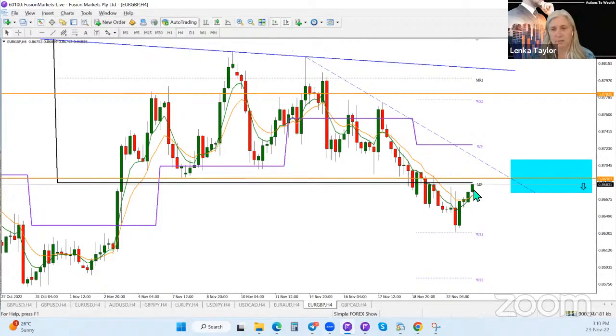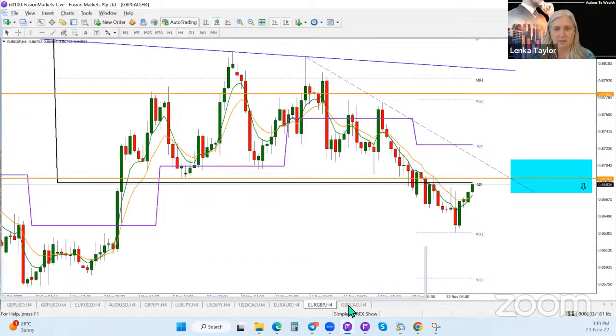So if we do have a retest, even if it does pop above the monthly pivot and, you know, has maybe a few closes above and then pops back below, shows us a false break, then retest, then looking for short opportunities there.